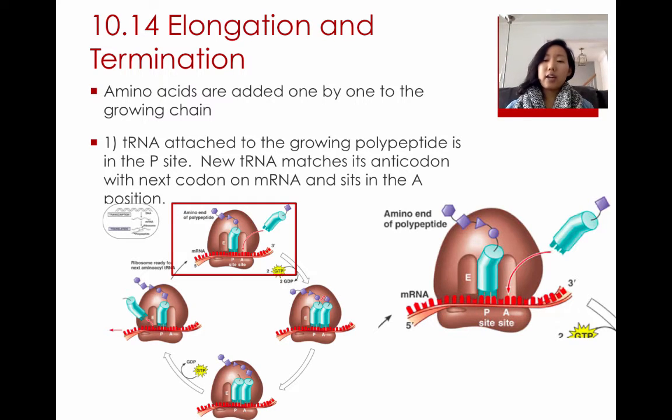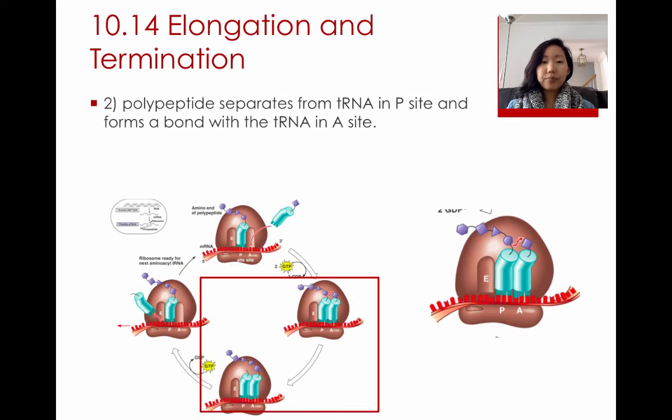And so what's going to happen next is that the new tRNA with the next amino acid on it is going to come in and bind on the A site. So it's going to sit right next to the P tRNA with a growing chain, and it's going to sit right next to it on the A site. And when it sits on the A site, its anticodon in the back on the bottom of the tRNA is going to bind to the codon on the mRNA chain.